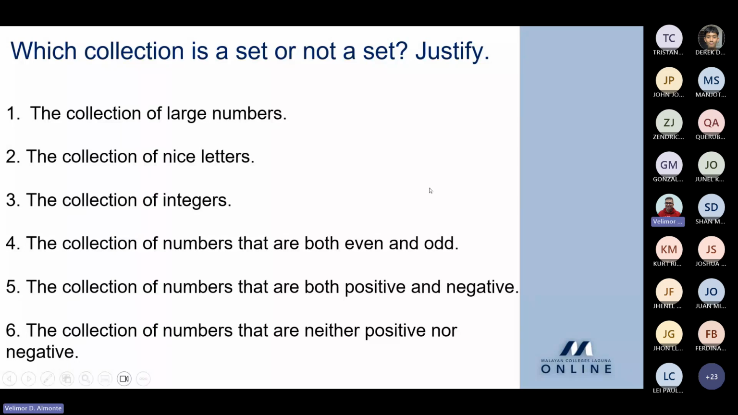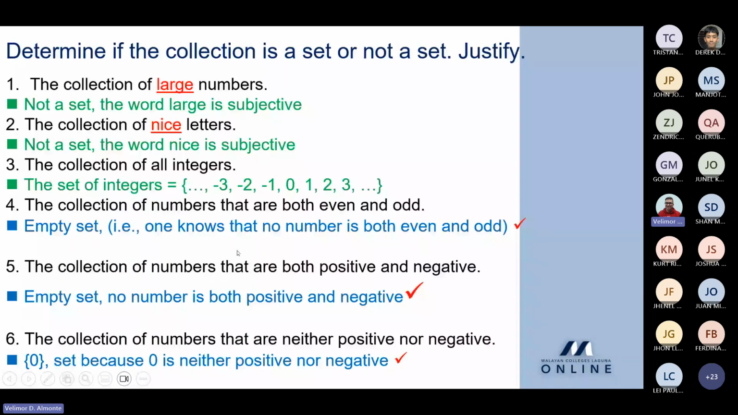So number 4, okay, there is no number that is both even and odd. So I know there are no numbers that belong to the collection. This collection is empty. Okay, that's a set. It's the empty set. Number 5, collection of numbers that are both positive and negative. I also know that there is no number that is both positive and negative. Empty set, so it's a set.